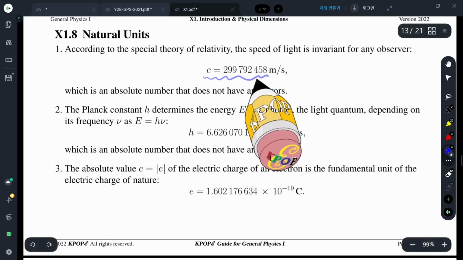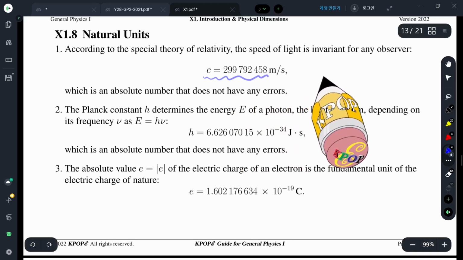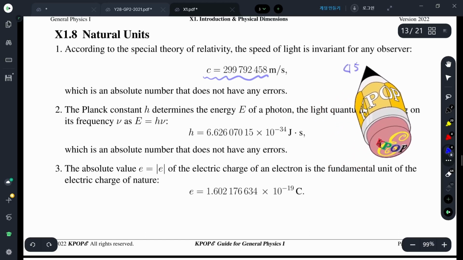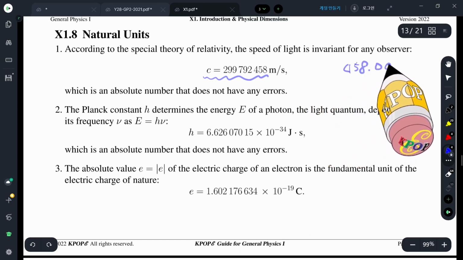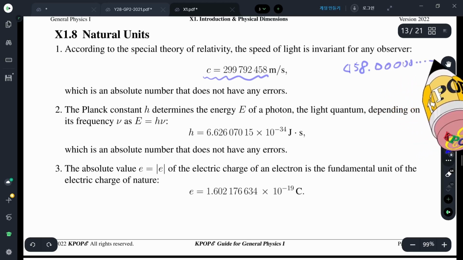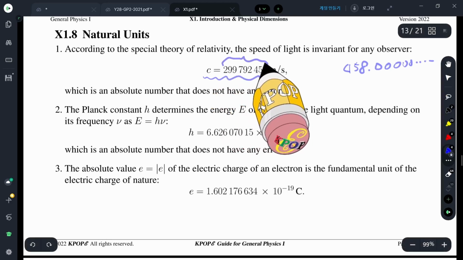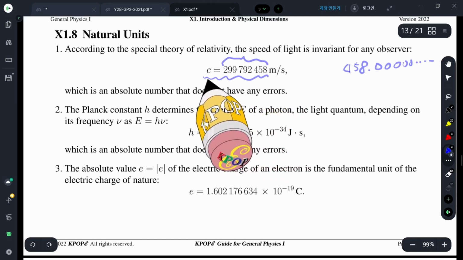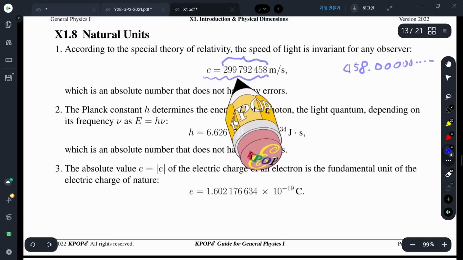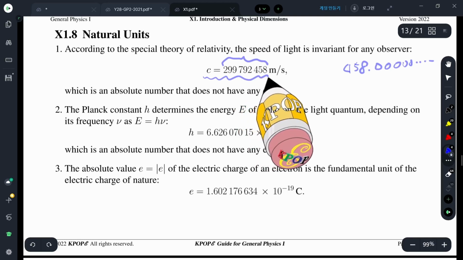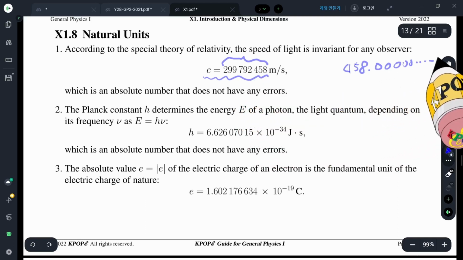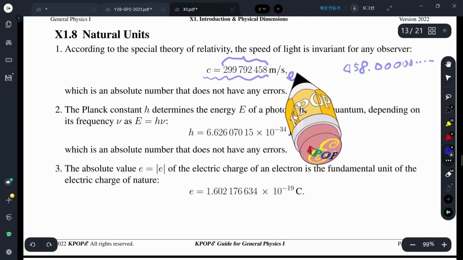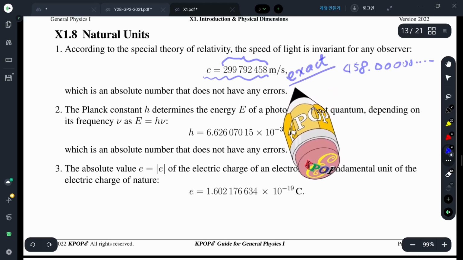If you want to write down more digits, if you wish, it would be 0, 0, 0, 0, 0 to infinity. So these do not indicate significant figures. The significant figures representing the speed of light are 299,792,458 and 0, 0, 0 to infinity. Okay, so it is exact. This is an exact number.